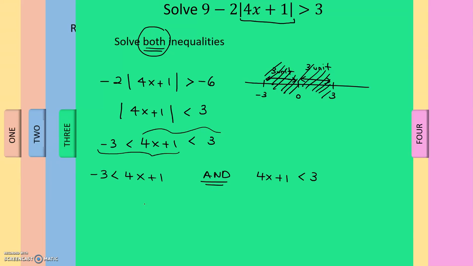To solve to get the value of x, minus 1 on both sides, we have negative 4 less than 4x. So that means x will be greater than negative 1. Over here, 4x will be less than 3 minus 1, so 2. x should be less than 1 over 2. Once we have one answer on the left hand side, one answer on the right hand side, we should combine them together using one number line. So negative 1 and half.